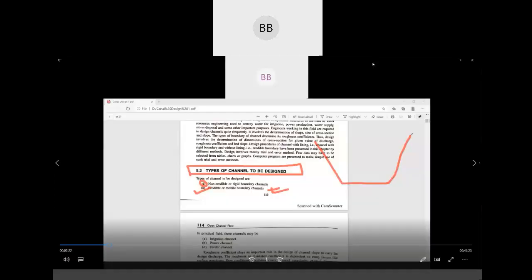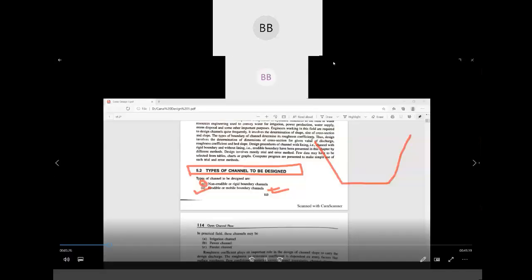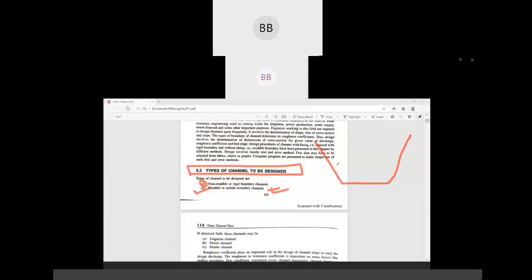So you see, this is what is made up of earth. So this is your mobile boundary channel or erodible channel. That means when there is a flow of water, there may be some erosion because of the velocity of water. So that is why it is called erodible or mobile boundary.